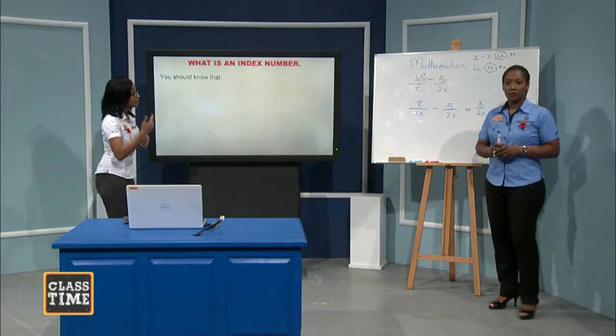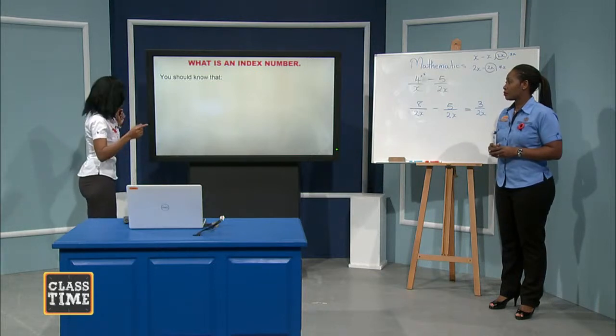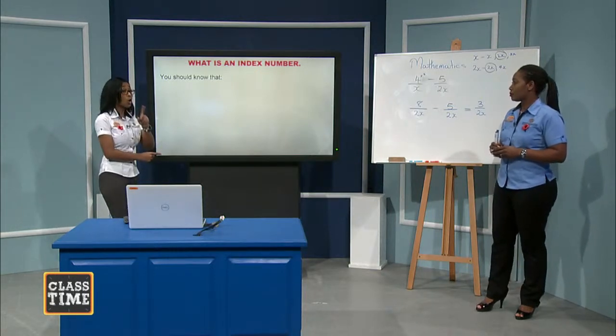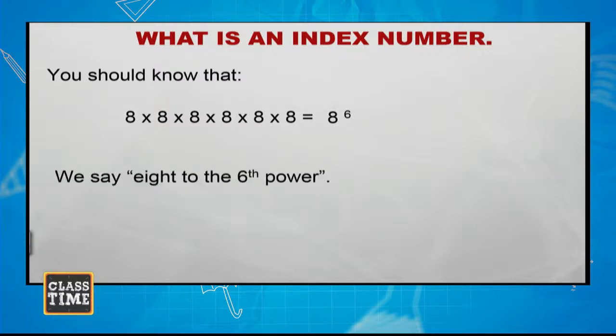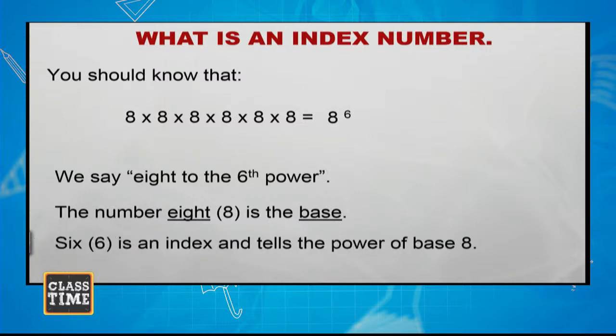So we're looking now at indices and what is an index number. You should already know: 8 times 8 times 8 times 8 times 8 times 8 gives you what? So let's count: 1, 2, 3, 4, 5, 6. I counted six 8s. So that means it's 8 raised to the 6th power. So we do say 8 raised to the 6th power. And here our 8 is the base, while 6 is the index and it tells the power of the base.